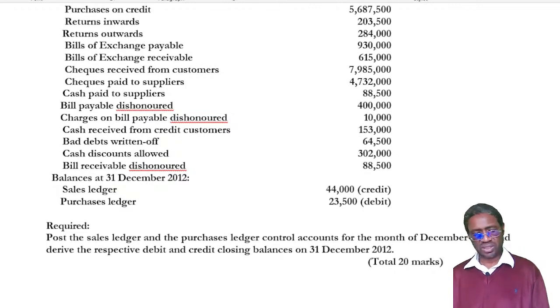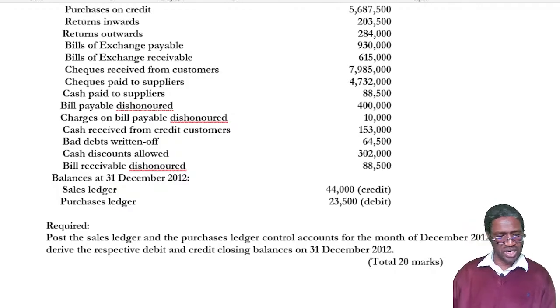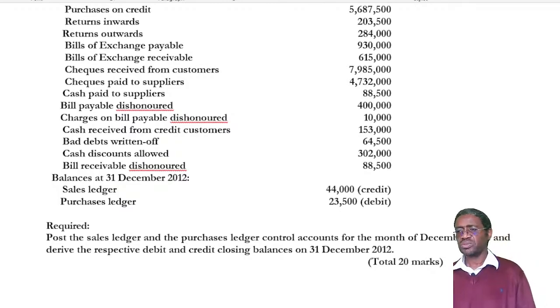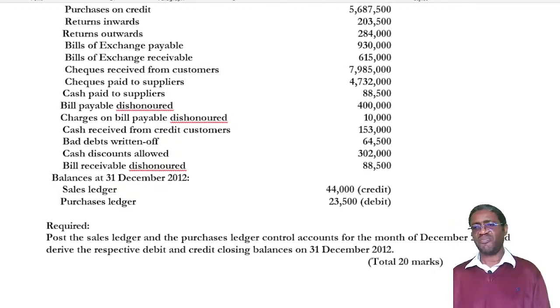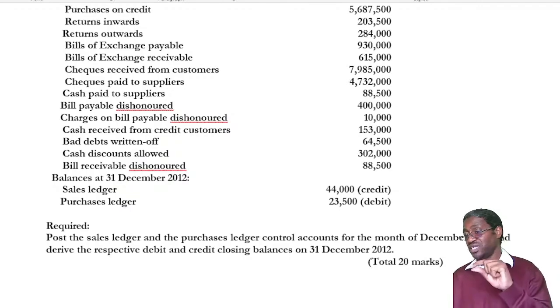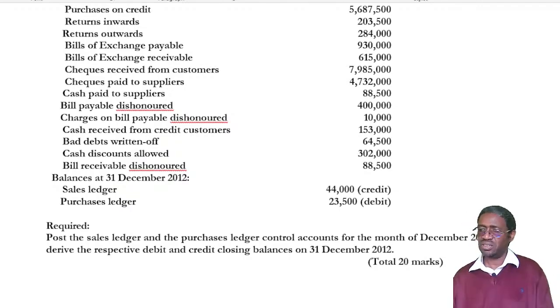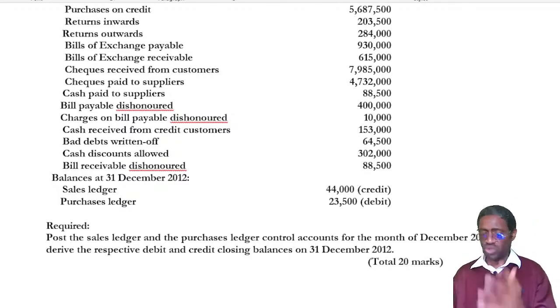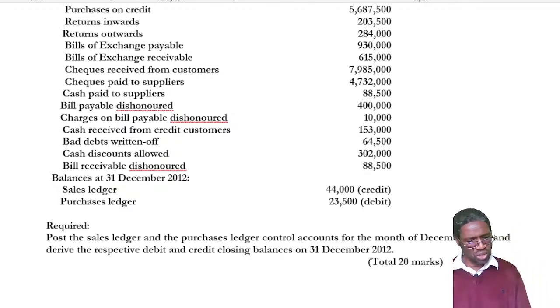By 31st of December, you are given sales ledger. There is a credit balance of 4,000. Then you have purchases ledger. You are given another 23 debit. This time they have given you one balance for each by the end of the year, and it's the odd one, not the normal one. Listen, the sales ledger is always a debit. Now they have given you the one which is the credit. Meaning now that you will be required to get the other balance on your own.